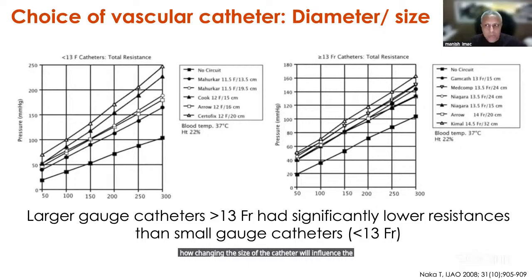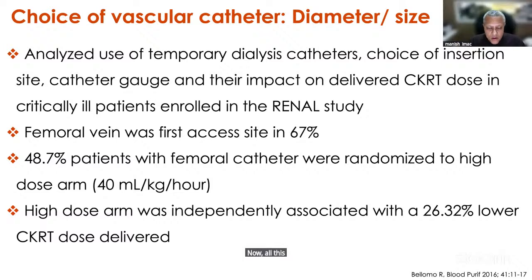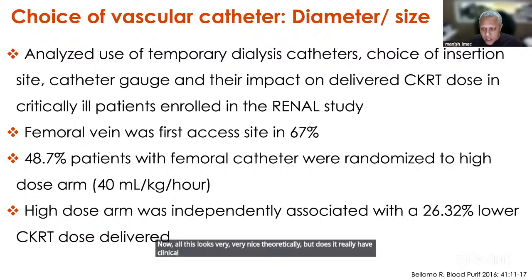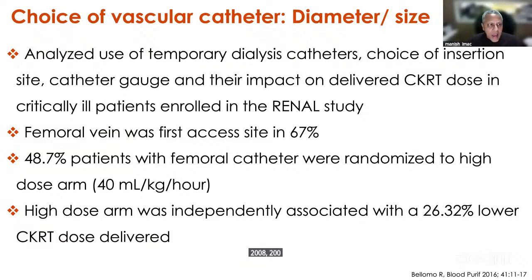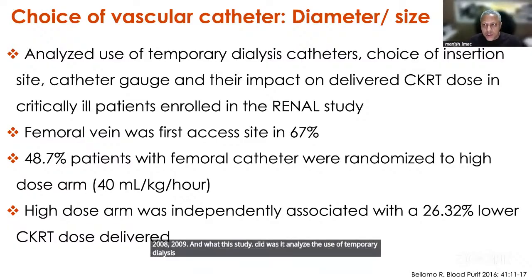blood flow rate. Now, all this looks very nice theoretically, but does it really have clinical implications? This is one of the ad hoc studies that came out of the RENAL trial that was performed in Australia and New Zealand, way back in 2008, 2009. What this study did was analyze the use of temporary dialysis catheters, the choice of insertion site, the catheter gauge, and their impact on the delivered dialysis dose in critically ill patients who were enrolled in the RENAL trial.